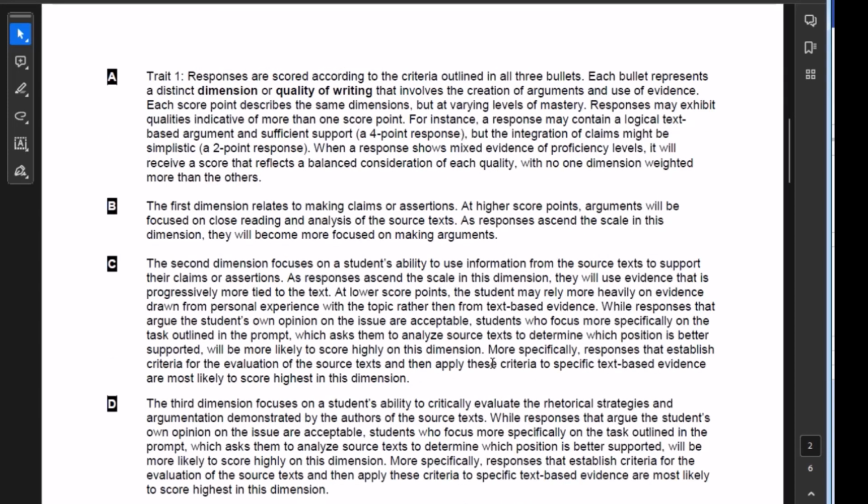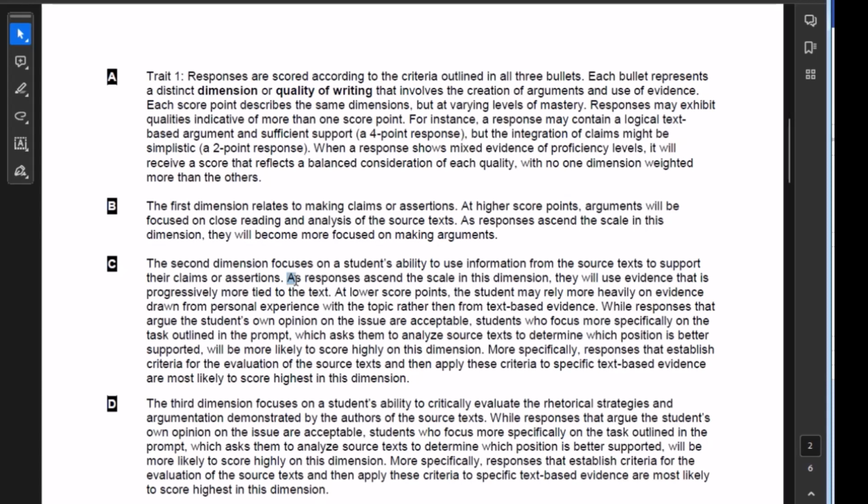So when we get to page 2, letter A has to do with the title itself, trait 1. And you can read this on your own to have a better understanding of what the rubric is actually asking you. You will notice that it is repeating a lot of what I've already said, but as I mentioned, there's nothing wrong with reading this to have a better understanding of what it is they are looking for when it comes to this writing response.